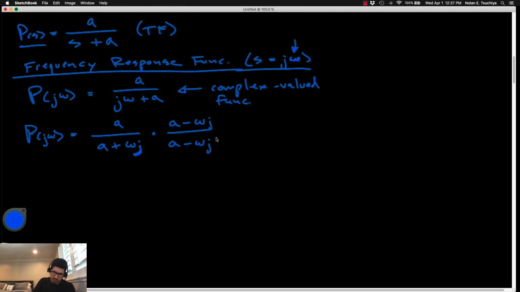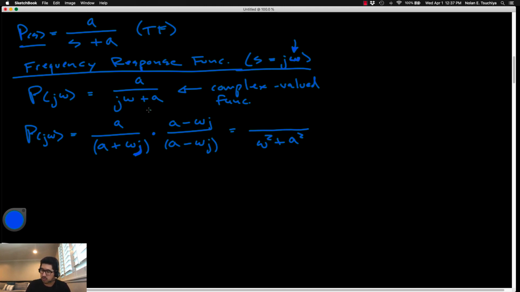If I multiply this out, by definition the denominator is going to be real. Anytime you have the product of two complex conjugates, you get the real part squared plus the imaginary part squared, which becomes real because j squared is -1. So my denominator, if you expand this out, just becomes omega squared plus a squared, which is all real valued now.